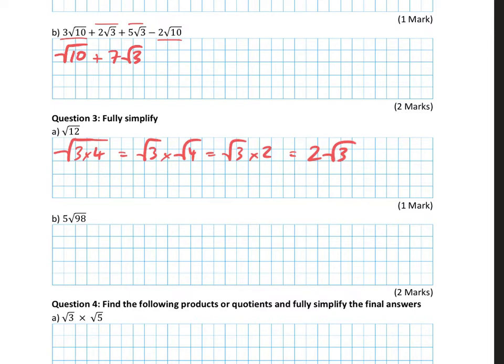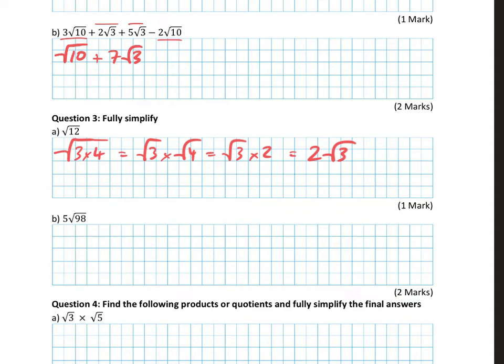5 root 98. So I'm not galaxy brained. I don't know what goes into 98, so I'm going to use the calculator that I'm allowed to use. So I'm going to see what goes into 98 in terms of square numbers. So 98 divided by 4 is 24.5, no good. 98 divided by 9 is 10.888 recurring, so that's no good.